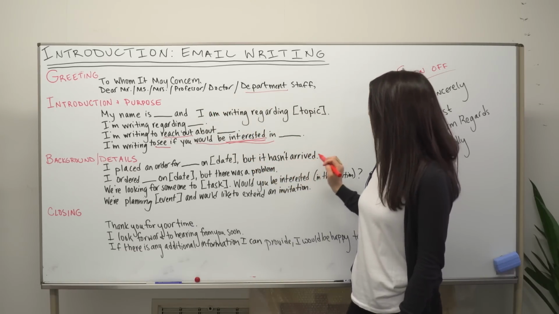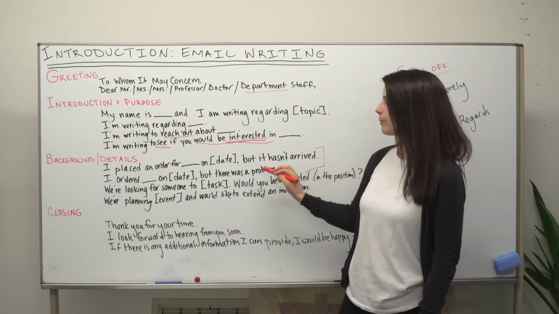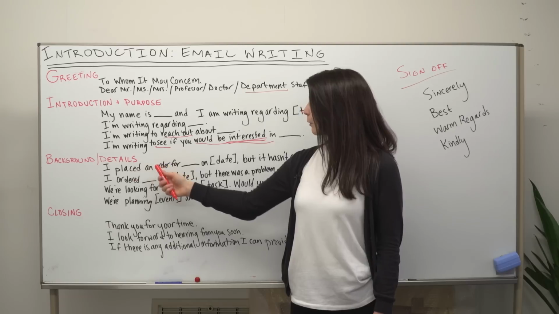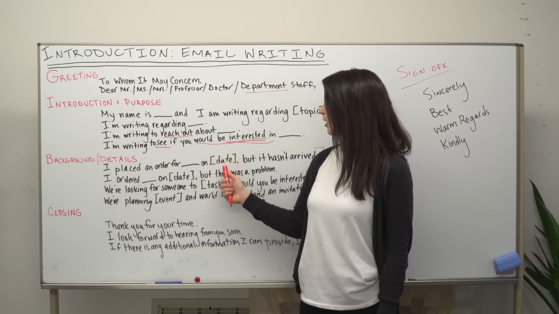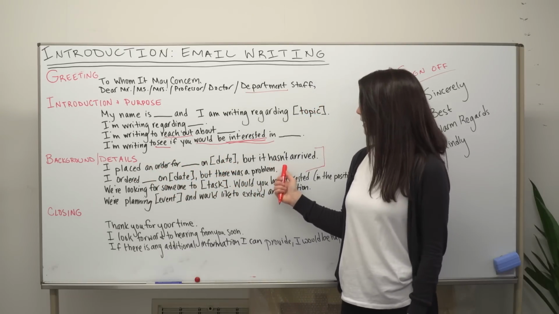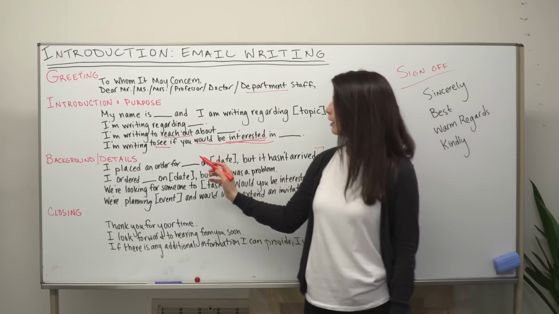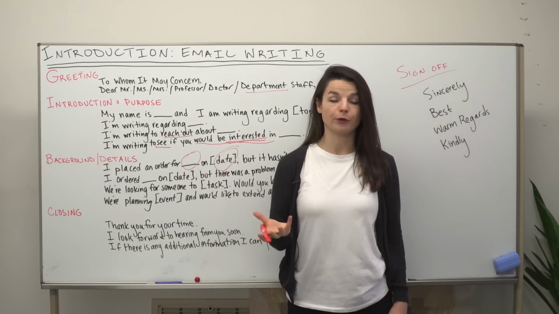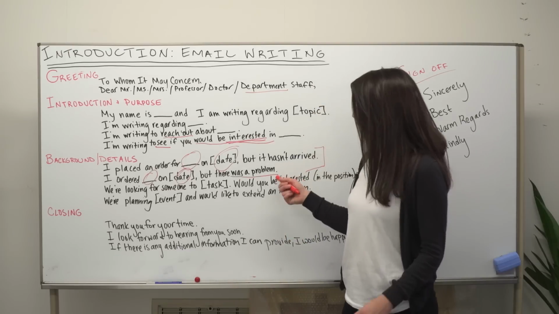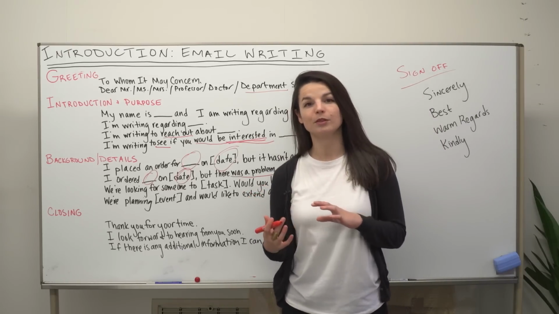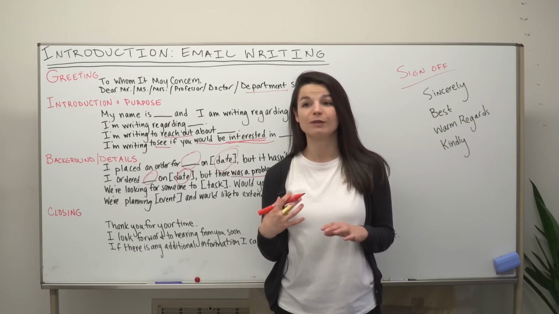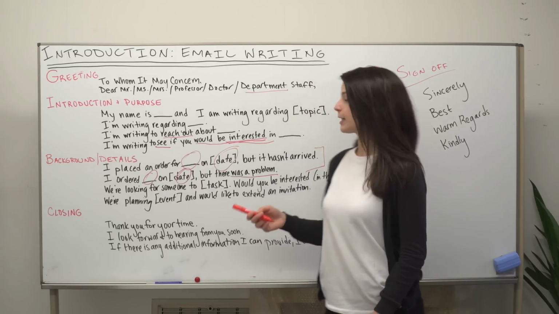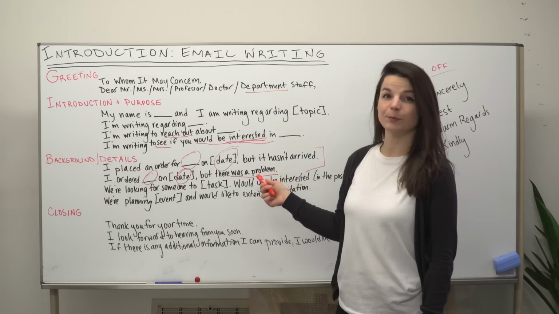If you want to write and explain a problem, you can use a couple of these patterns, these top two. For example, I placed an order for a textbook on January 15th, but it hasn't arrived. So here, the product I ordered, the date of my order, and maybe an order number would be good too. After this statement, you can explain the problem. For example, the textbook I received was wet, or the textbook was the wrong textbook. So you can explain the problem after this expression.